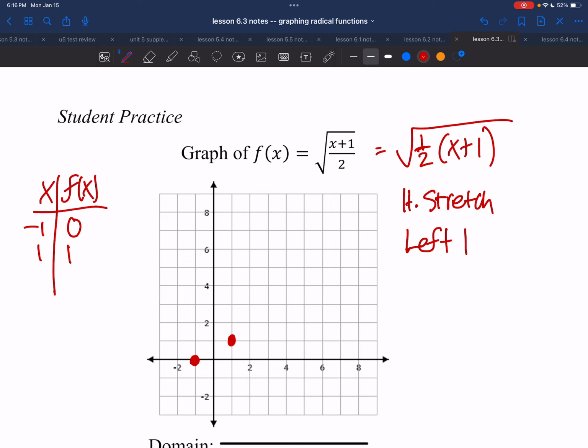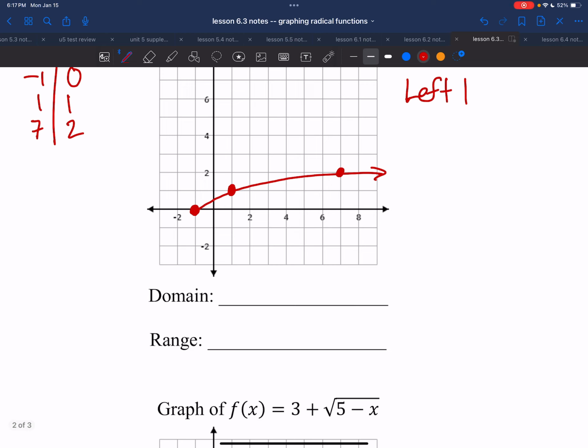You could maybe get a decimal value if you take half of something else. I just did the square root of 1. How do I get 4? I need to take half of 8. So what plus 1 is 8? 7. So 7 plus 1 is 8. Half of 8 is 4. Square root of 4 is 2. Okay, so 7, 2. And there it is. Oh, it's pretty flat, right? It's horizontally stretched.